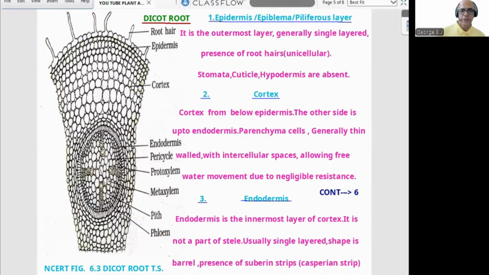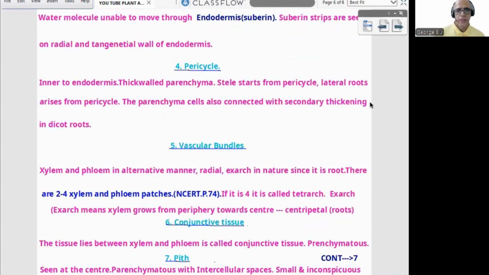Then comes the endodermis, the innermost layer of cortex, not a part of the stele, single layered, barrel shaped, with the presence of suberin in Casparian strips. Water molecules are unable to move through the endodermis due to suberin. Radial and tangential walls have it, as we studied in the last episode. Now comes the next layer, called the pericycle, inner to the endodermis; it is thick-walled parenchyma. The stele starts from the pericycle, and lateral roots rise from the pericycle. Parenchyma cells are also connected with secondary thickening.